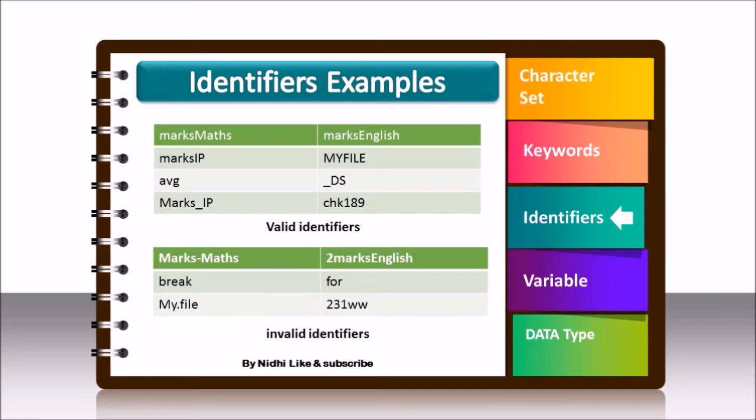Okay, but now let's see invalid identifiers. In invalid identifiers, you will find that names starting with a number are wrong, and in between, if there is a dash symbol or minus symbol, that is also wrong. Break is also wrong because it is a keyword. For is also wrong, it is a keyword.